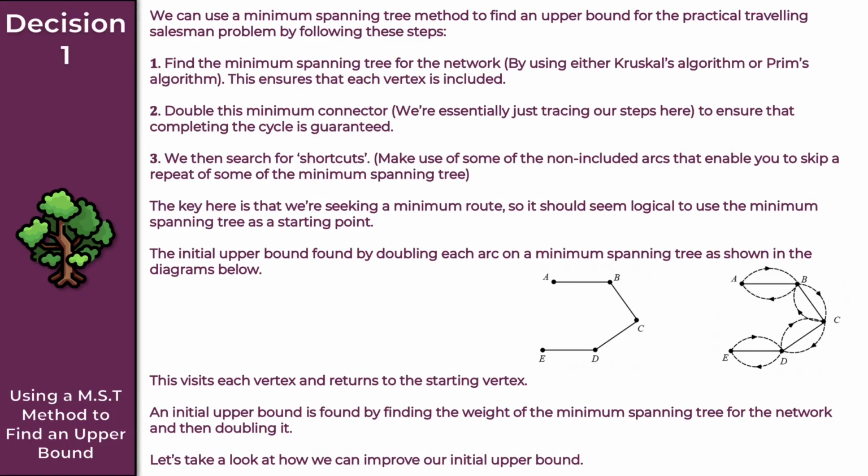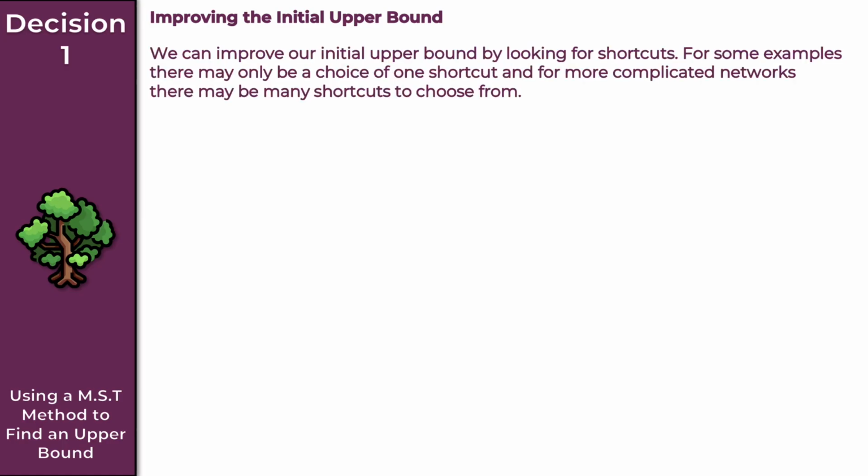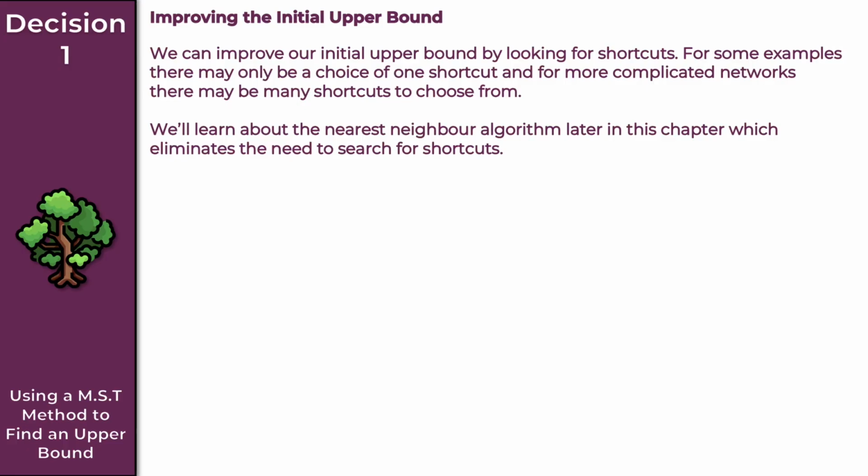To finish with, let's take a look at how we can improve our initial upper bound. We can improve our initial upper bound by looking for shortcuts. For some examples, there may only be a choice of, say, one shortcut, and for more complicated networks, there may be many shortcuts to choose from. We'll learn about the nearest neighbor algorithm later in this chapter, which eliminates the need to search for shortcuts. You'll see that the nearest neighbor algorithm is really quite useful.